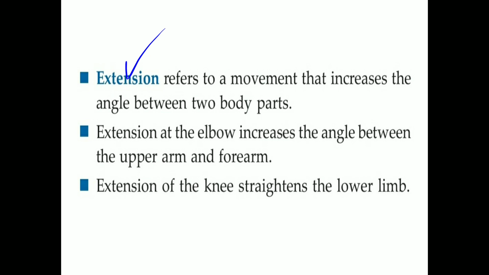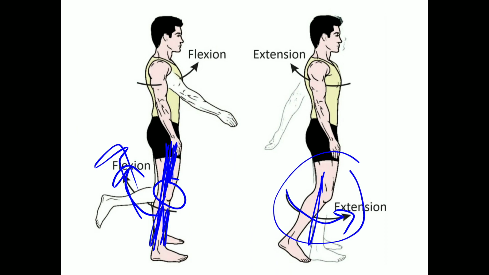Extension refers to the movement that increases the angle between two body parts. In the same case, extension of the elbow will increase the angle between the upper arm and the lower arm, straightening the arm, making the arm straight at the elbow is extension. Extension of the knee is straightening the lower limb. Here you can see the lower limb being straightened, which is extension.